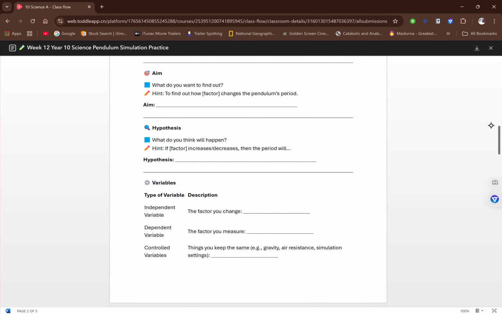Okay. So what does it mean by hypothesis? Hypothesis means what do you think will happen? You predict what is going to happen. If I predict that if I increase the length of the pendulum, the period or the pendulum swing time will actually increase, I need to write it down in full sentences as well.